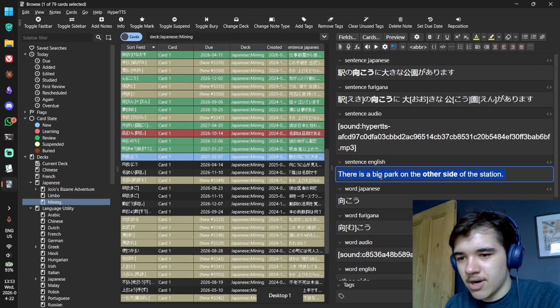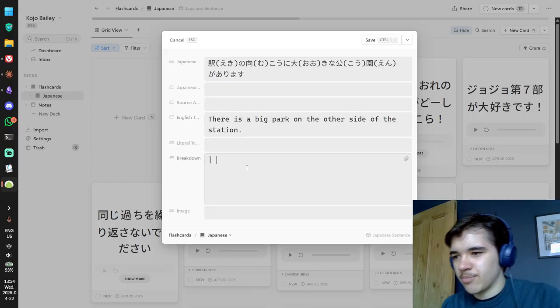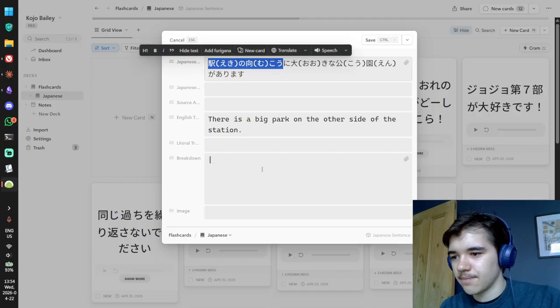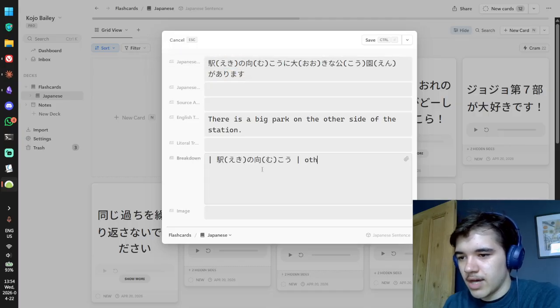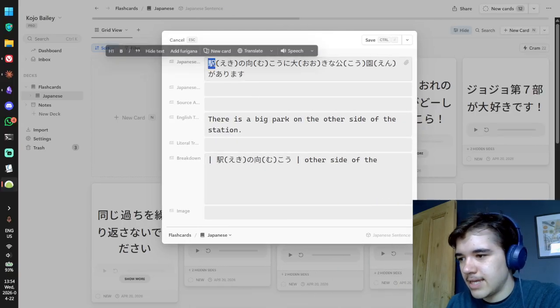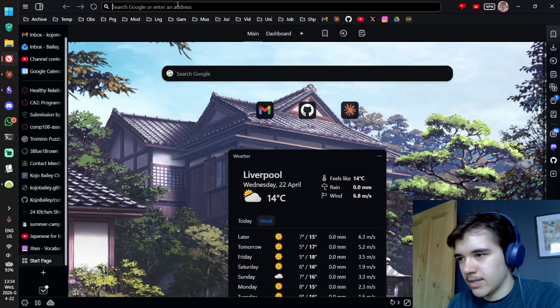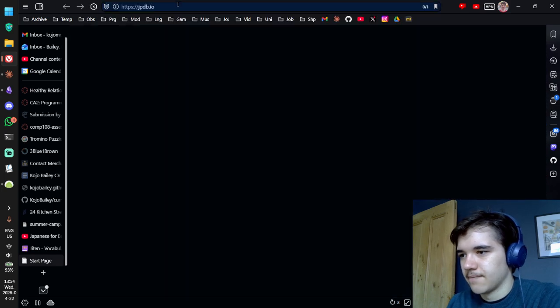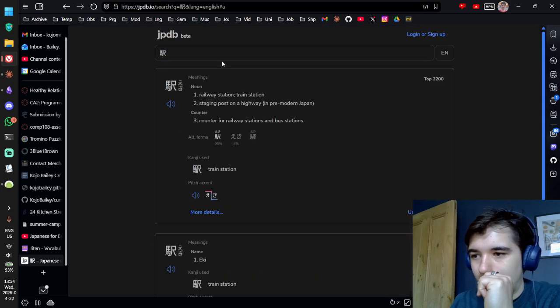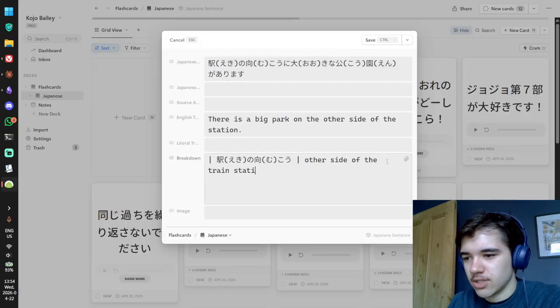Yep. There's a big park on the other side of the station. So that will be the English translation. And then we go for the breakdown. So eki no mukou, other side of the train station. Is it train station specifically? Like eki, can you say eki for other things? Yeah, the train station. Okay, other side of the train station.